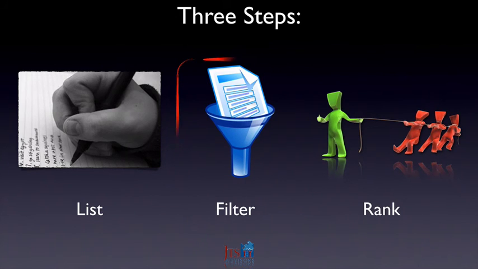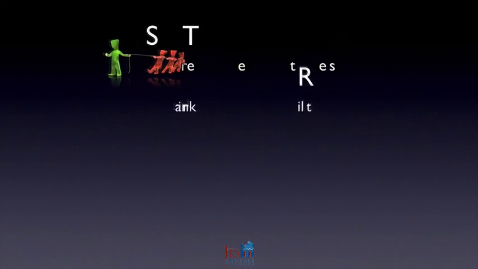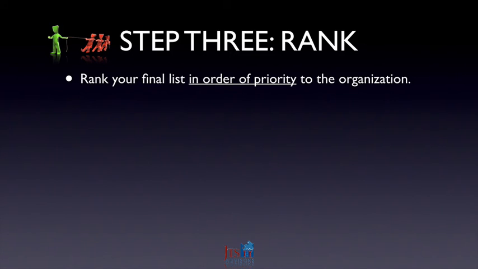Now let's move on to the rank step. In this step, you're actually going to rank and weight these accountabilities. So rank your final list in order of priority to the organization. This should be pretty easy. Just get clear on the most important priority, and then next and next and next, all the way down to the least important key accountability that's remaining on your list.